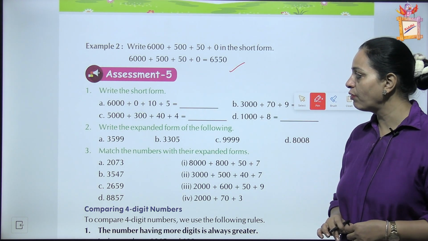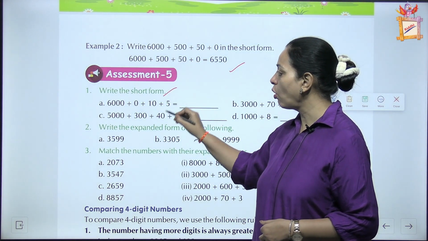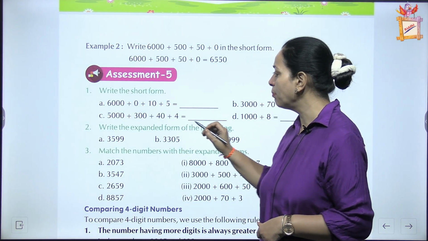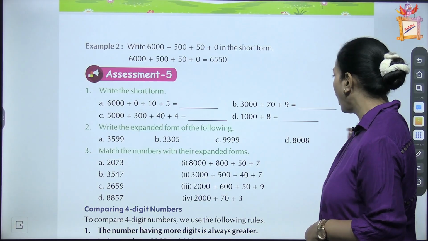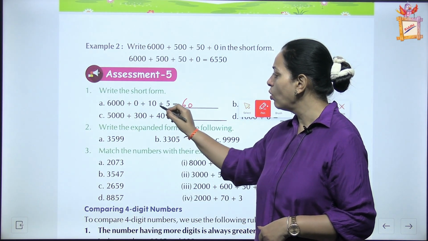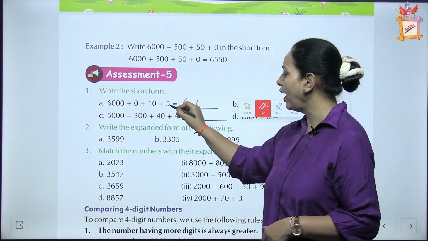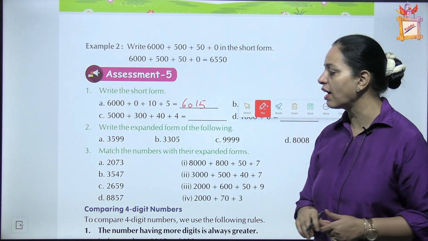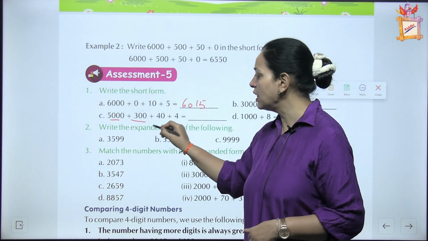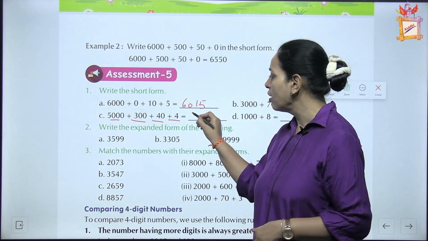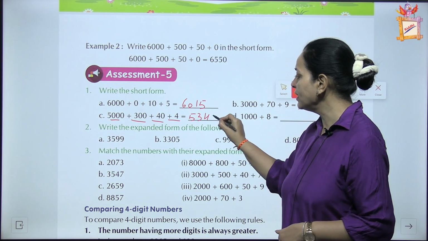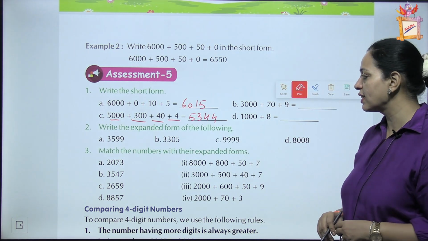Now see assessment 5. The first one, write the short form. So A part, 6000 plus 0 plus 10 plus 5. So 6 is at 1000 place, so 6. 0 at 100, so 0, 1 at tens, 1 and 5 at 1. So this is the number. Similarly, C part, 5000 plus 300 plus 40 plus 4: 5 at 1000, 3 at 100, 4 at tens, 4 at 1. So this is the number.